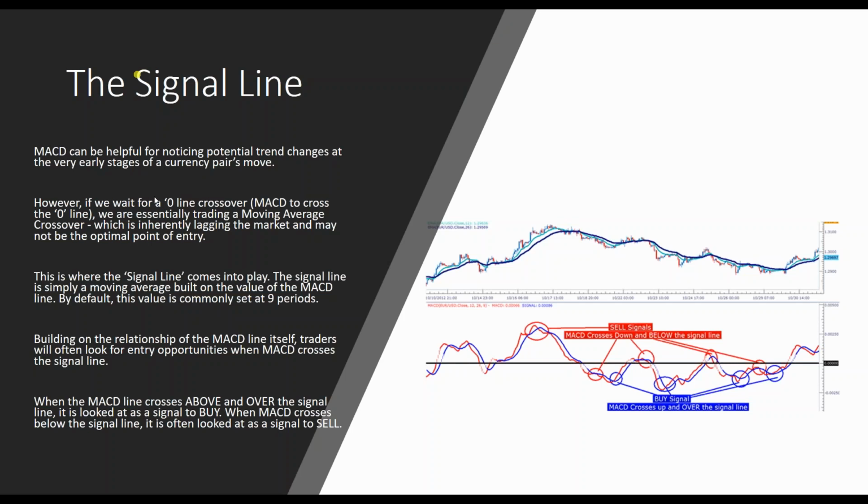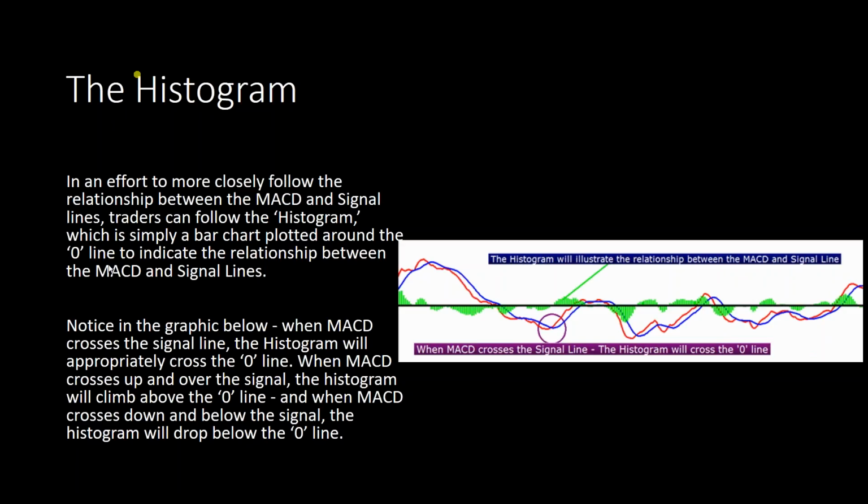Okay, so remember, when the MACD line, the red line, crosses above and over the signal line, it is a buy signal. When the MACD line crosses below the signal line, it is often looked at as a sell signal. So this is the general rule of thumb. So in an effort to more closely follow the relationship between the MACD and the signal line, traders can follow what's called the histogram, which is simply a bar chart plotted around the zero line to indicate the relationship between the MACD and the signal line.